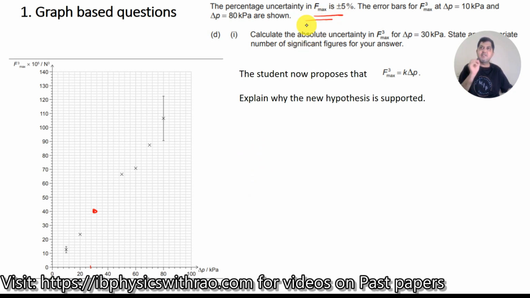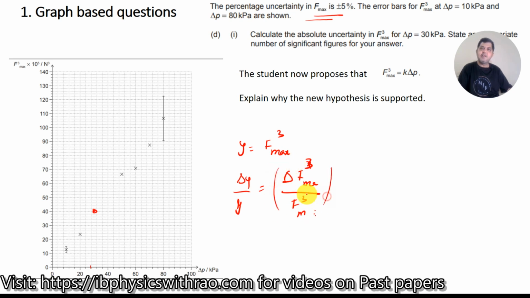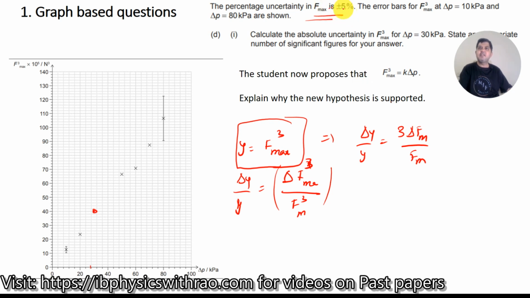Whenever such kinds of questions are asked, just take y is equal to f max cube. So delta y by y will give me delta of f max cube divided by f max cube. This is what you require here. Now, how do you determine it? From this equation, delta y by y is equal to 3 times delta f max divided by f max. Now delta f max by f max is already given as 5%. So this should be 3 into 5, which is equal to 15%. Do not look at the graph, just directly take it from here. So you have got this value.